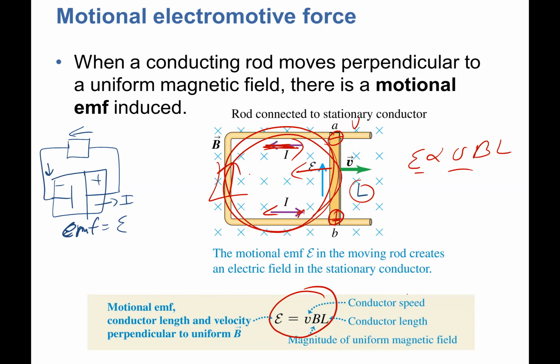But you still get a current, just clockwise this time. So any device, a light bulb or something like that, will still be able to operate, okay? So that's why it's interesting, because you get a motional EMF. You take a conductor, move it in a magnetic field, and you can generate electricity.